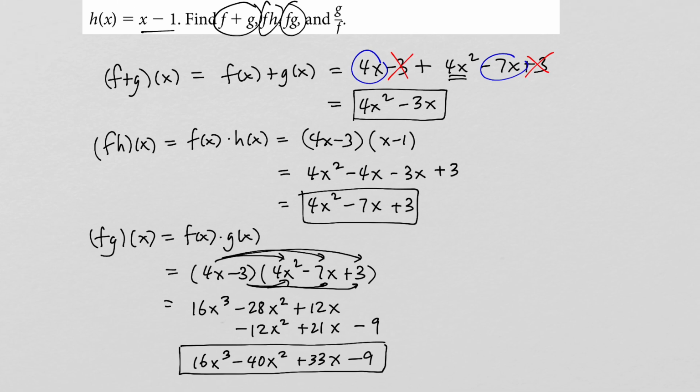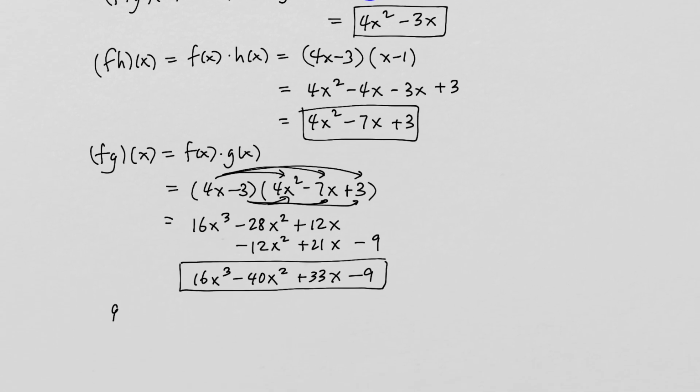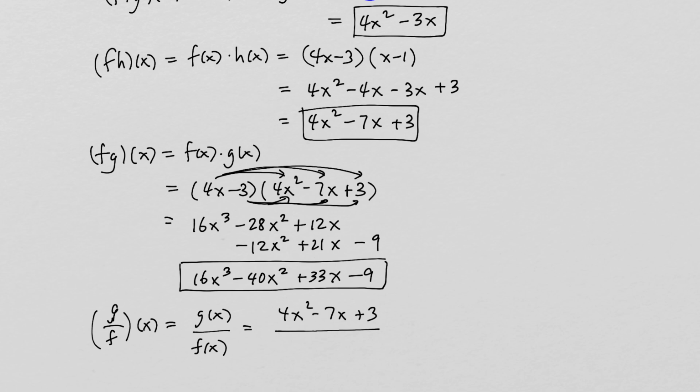And finally, we have g divided by f. G divided by f, of course, means g of x divided by f of x. G of x is 4x squared minus 7x plus 3. And we're going to divide that by f of x, which is 4x minus 3.